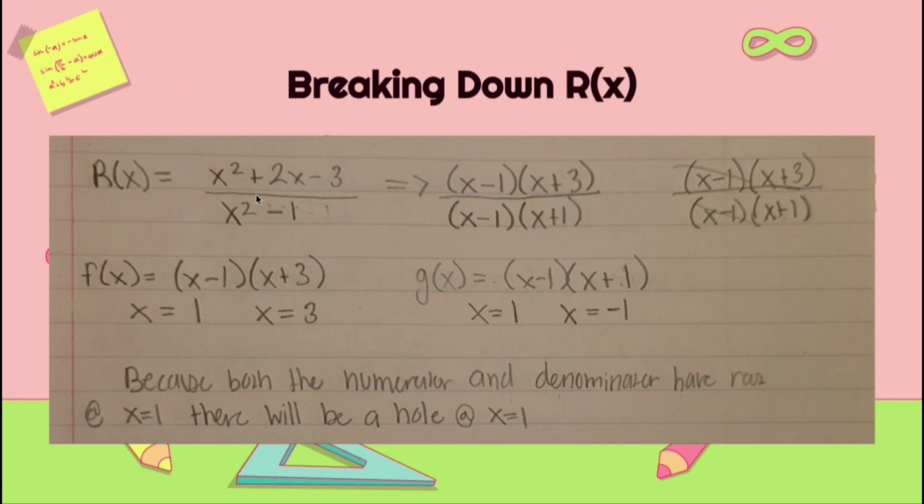Here, r of x is equal to x squared plus 2x minus 3 over x squared minus 1. If we break that down a little further, we find out that it is (x minus 1)(x plus 3) over (x minus 1)(x plus 1). Because the numerator and the denominator both have x minus 1, we cross that out and find out that there will be a hole at x equals 1. Our numerator f of x has roots at x equals 1 and x equals negative 3, and our denominator g of x will have roots at x equals 1 and x equals negative 1.